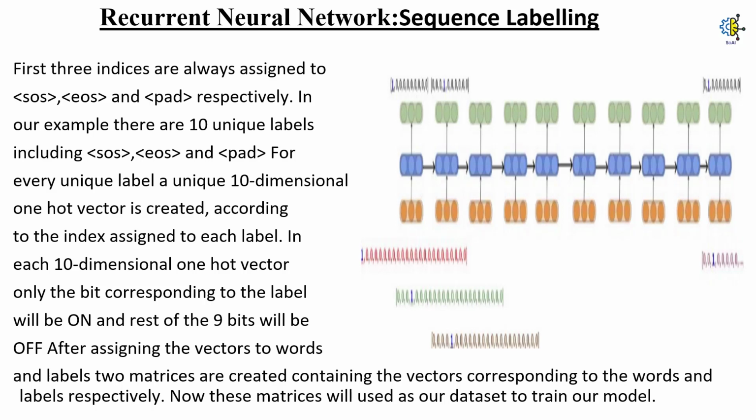For every unique label, a unique 10-dimensional one-hot vector is created according to the index assigned to each label. In each 10-dimensional one-hot vector, only the bit corresponding to the label will be on and the rest of the 9 bits will be off. After assigning the vectors to words and labels, two matrices are created containing the vectors corresponding to the words and labels respectively. Now these matrices will be used as a dataset to train our model.